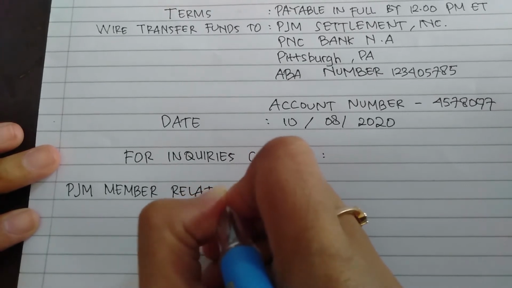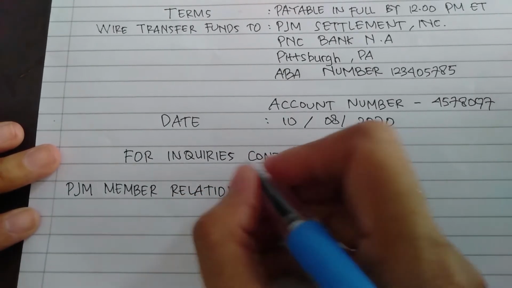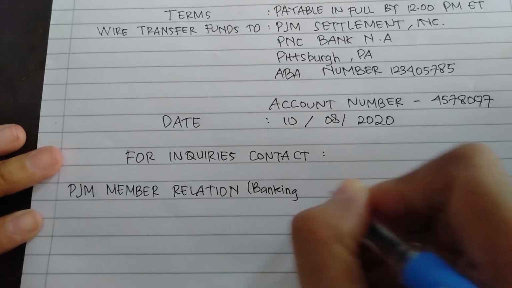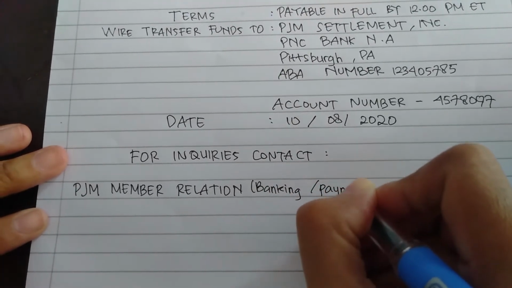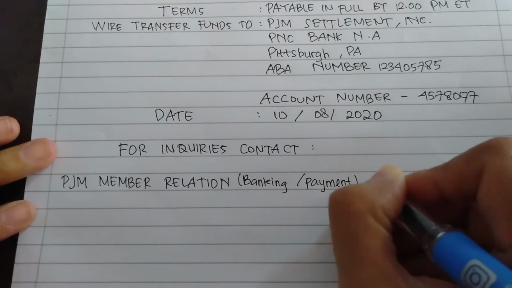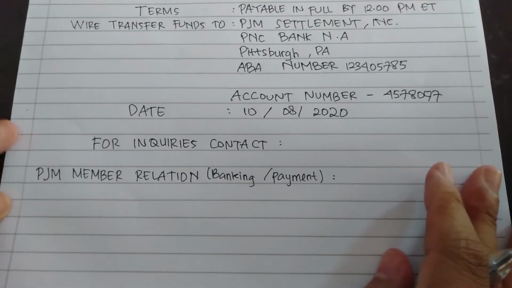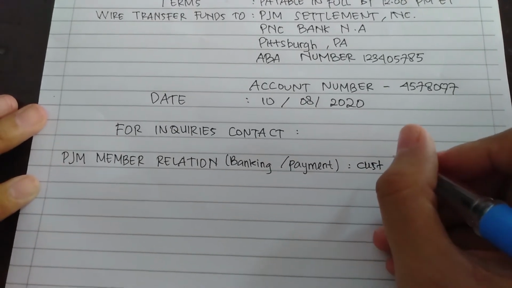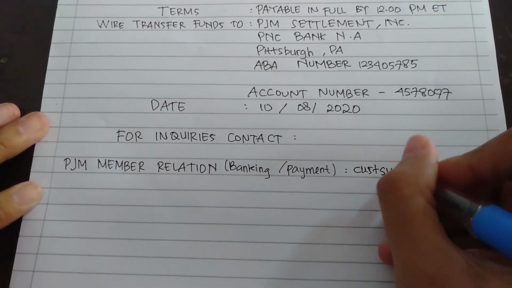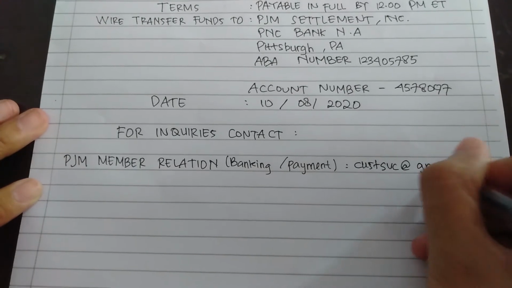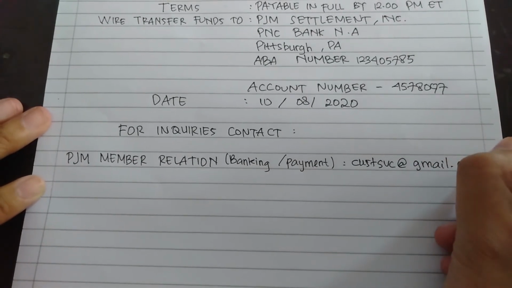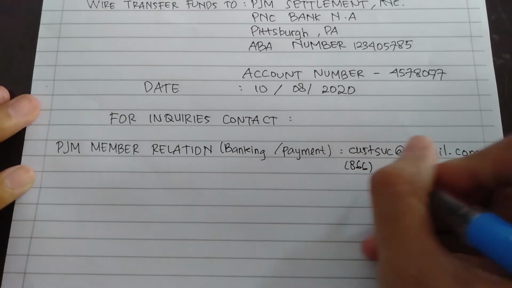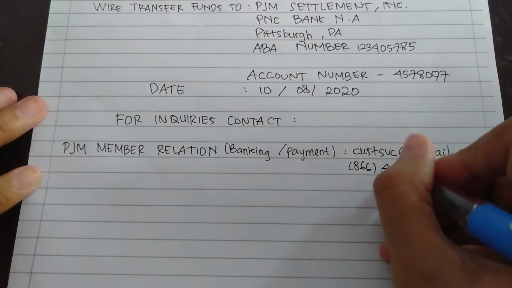For the sake of banking and payment, you can contact the email or the phone number, or maybe both of them. So first, this is the email address, and then the second one is the phone number. Yes, this is the phone number.